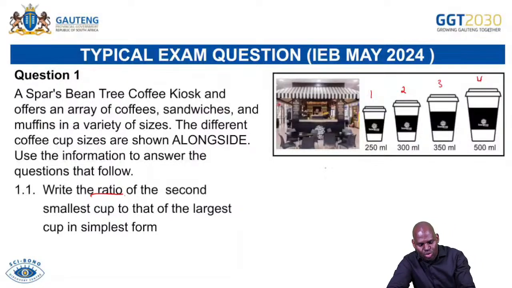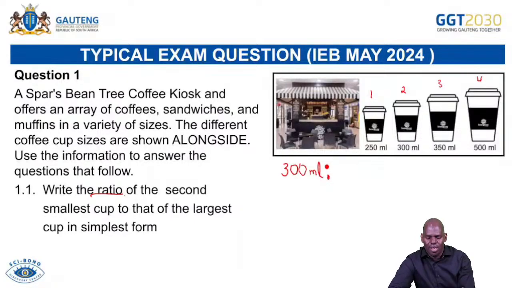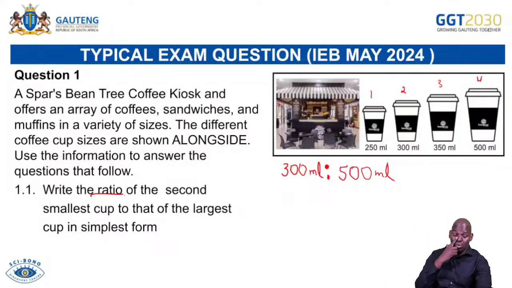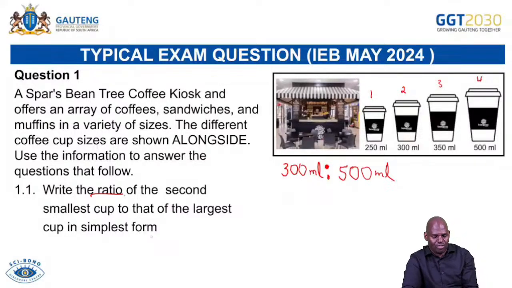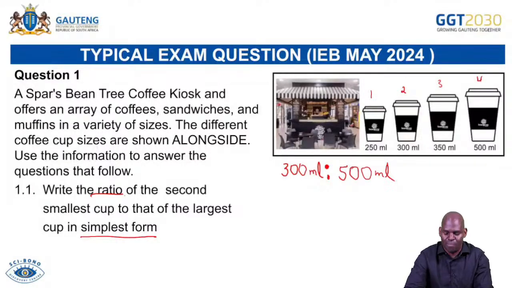Now we know that the ratio must have a colon, so it's 300 milliliters. Okay, and then they say to that of the largest cup. The largest cup is 500 milliliters. So there is the ratio. Write the ratio of the second smallest cup to that of the largest cup in simplest form. So it means we need to simplify this.